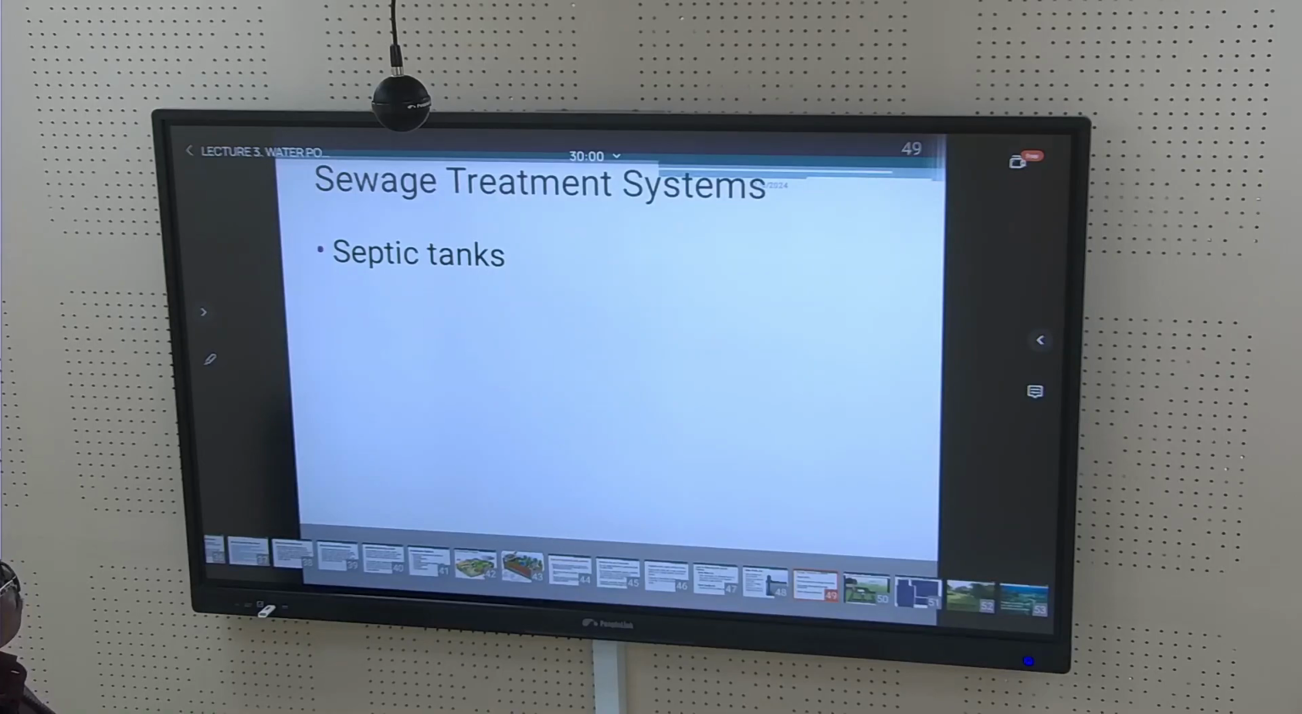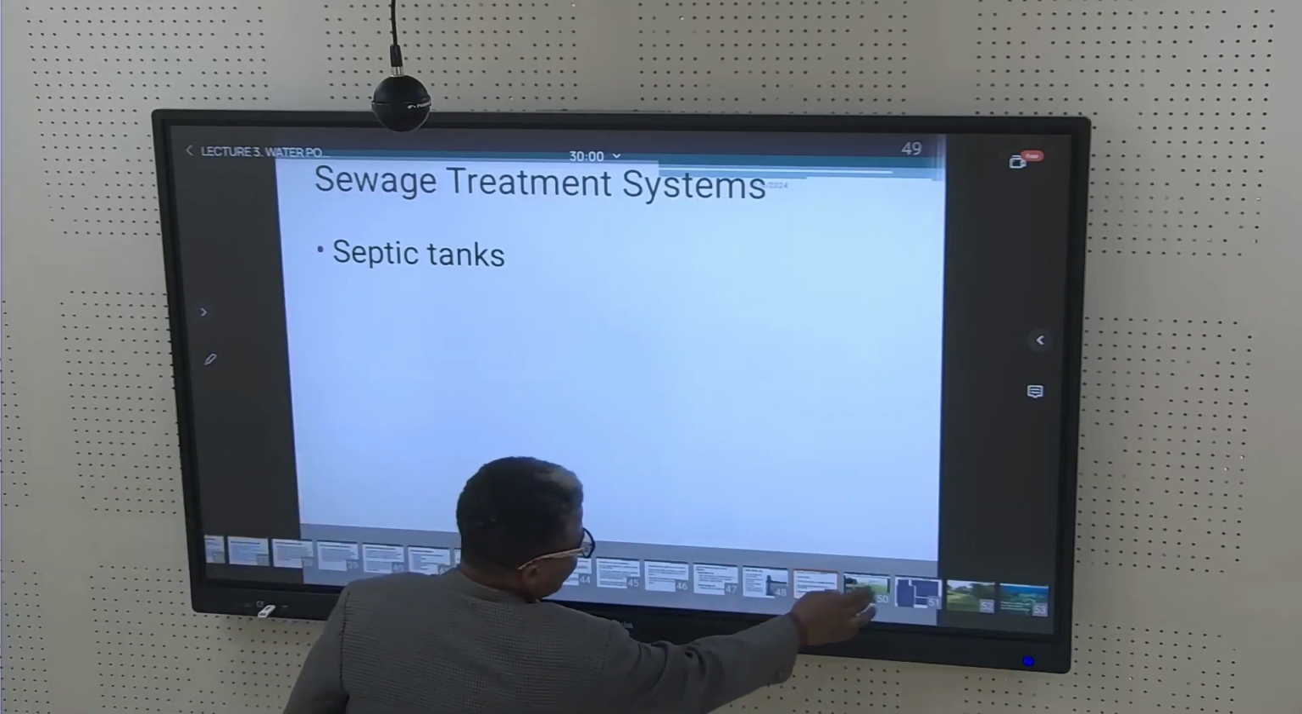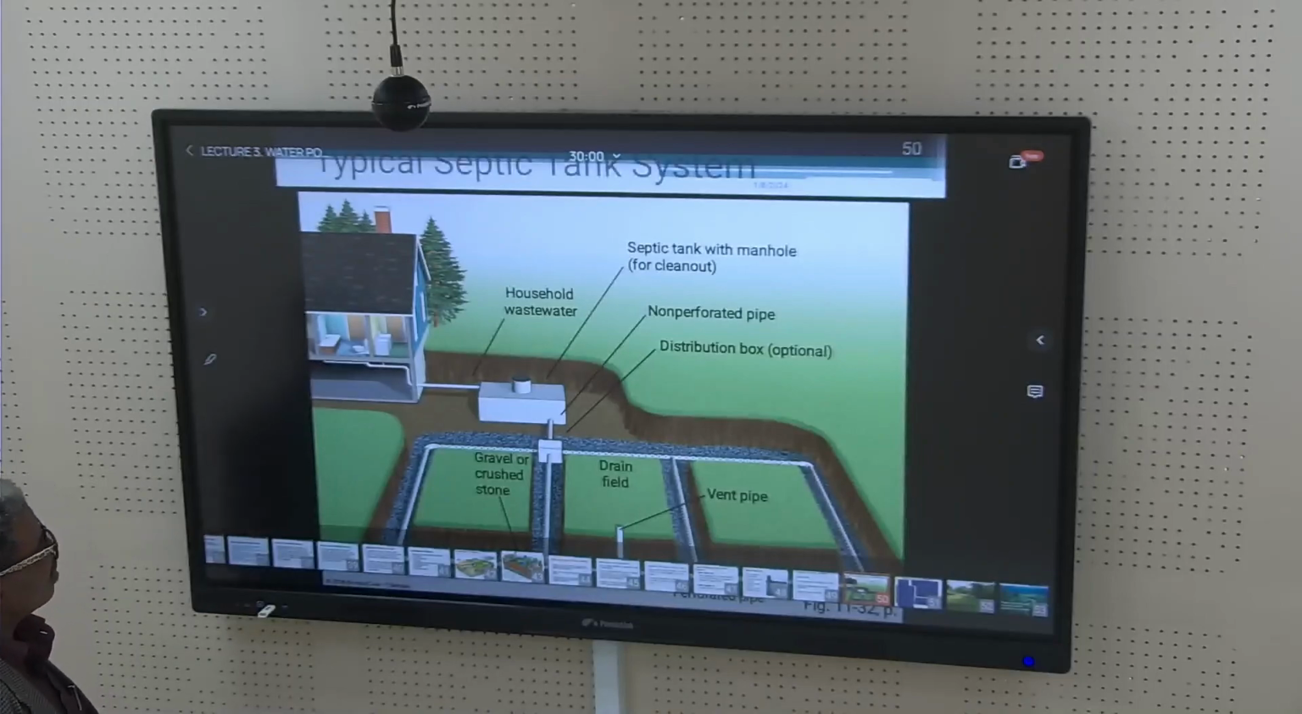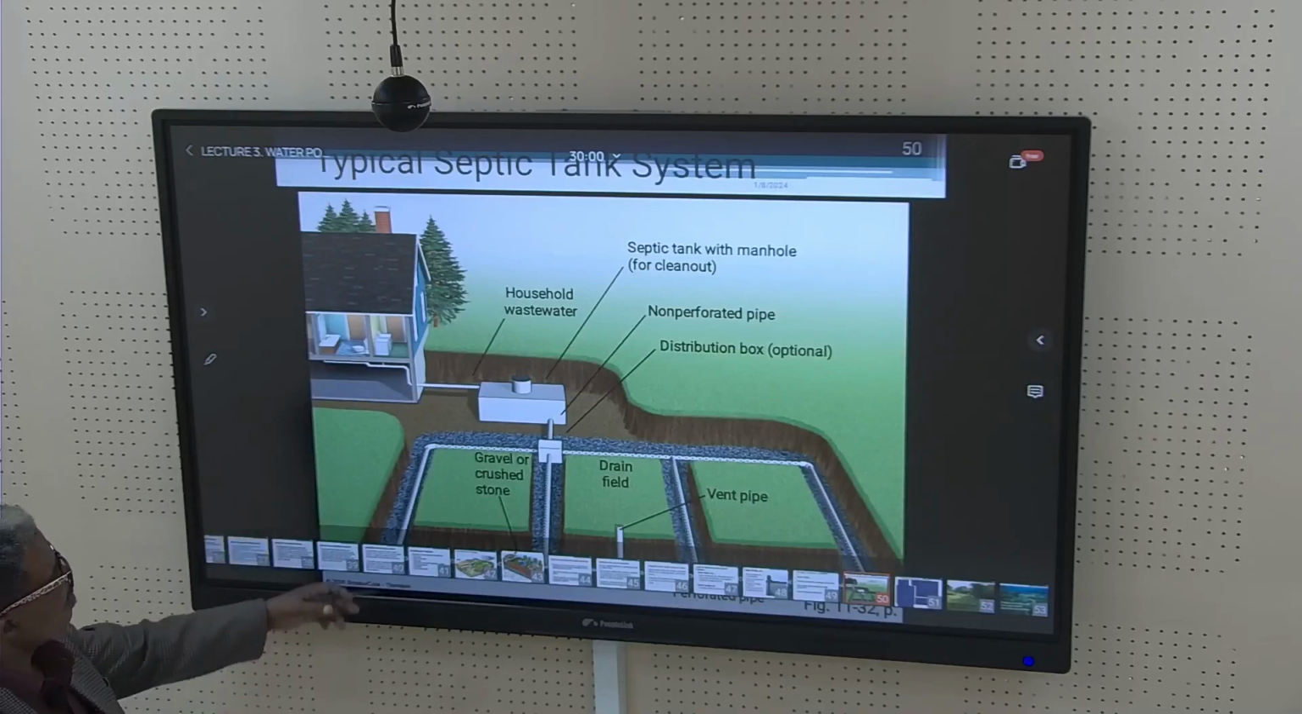As well said, for a sewage treatment system, there must be septic tanks instead of leaving water to flow openly as surface runoff. Here you see an example of the proper way of constructing a septic tank with a manhole for cleanup, from the home to the septic tank here.